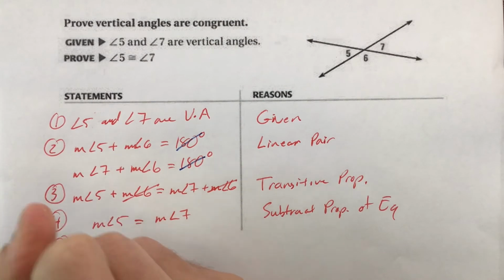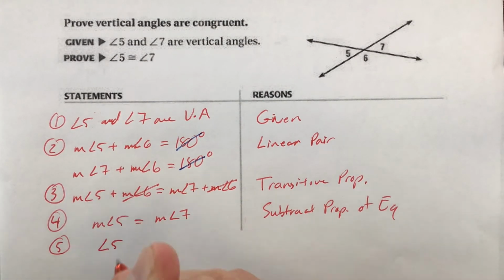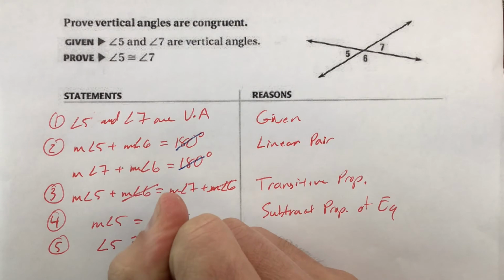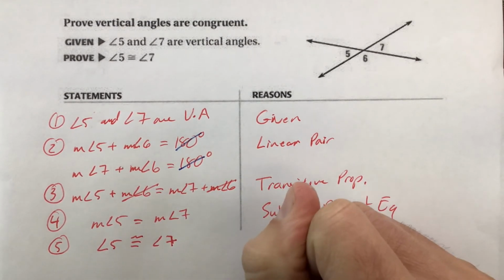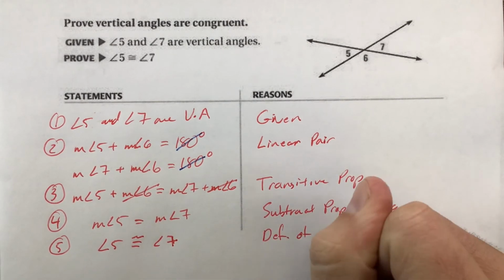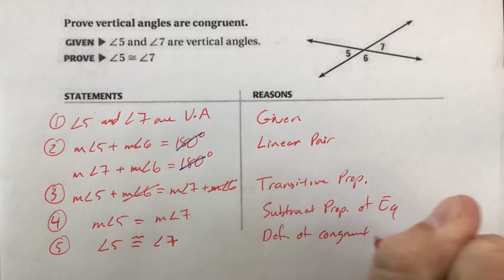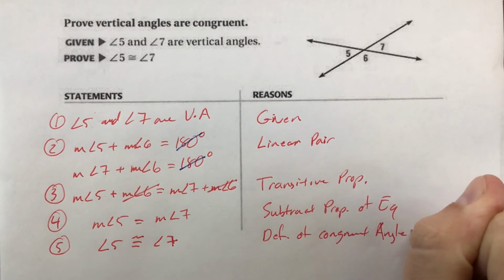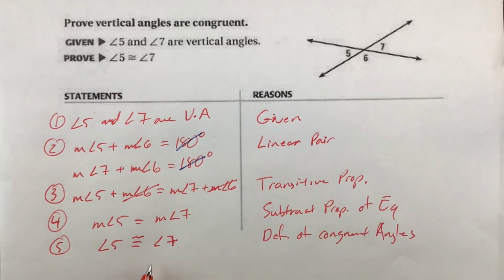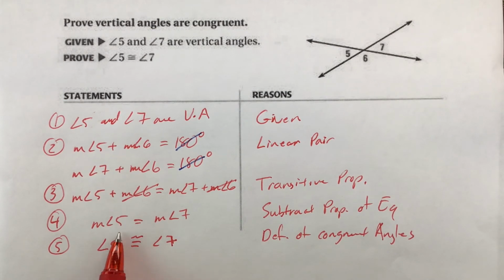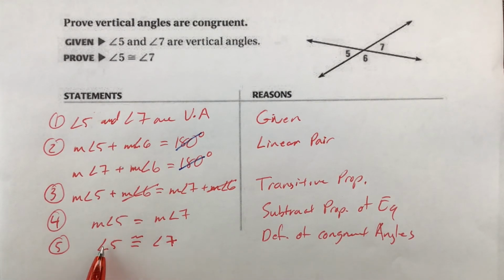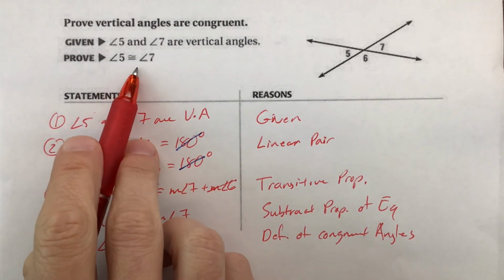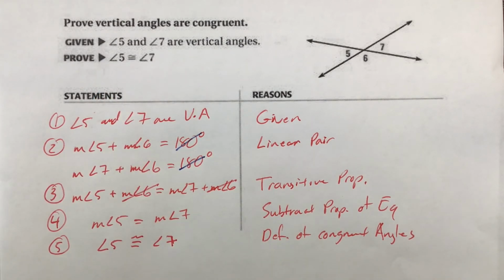Okay, so on a technicality, we need to change this into angle 5 is congruent to angle 7. And we do have a reason for that. The reason is the definition of congruent angles. Angles that are congruent have the same measure. Angles with the same measure are congruent. That's how we define what congruent angles are. So technicality, we need to change it into what we wanted it to look like up there, and that adds on that one extra step.